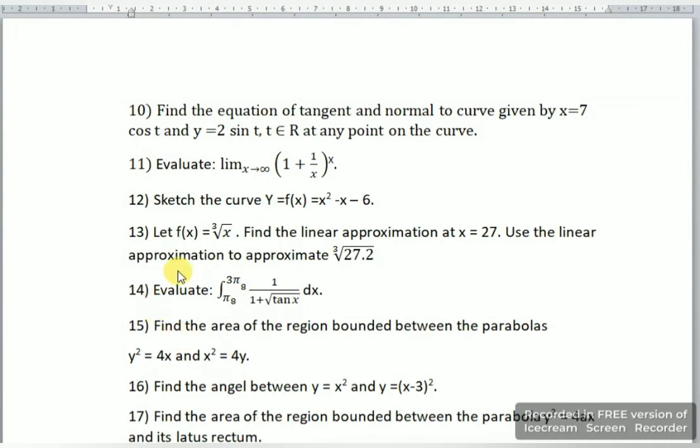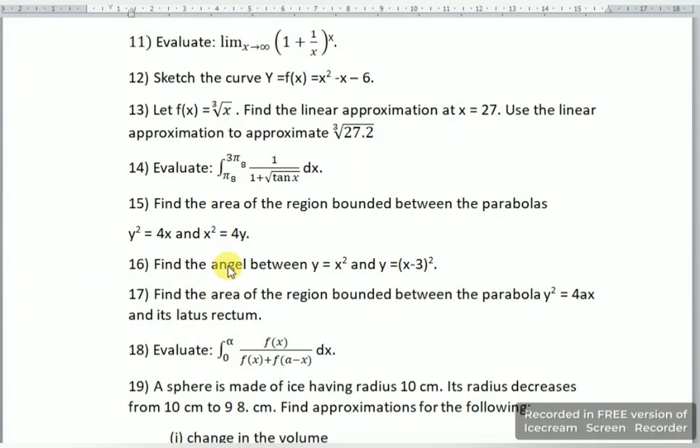Next one, let f of x equal to cube root of x. Find the linear approximation at x equal to 27. Use the linear approximation to approximate the cube root of 27.2. Next one, evaluate the integral from pi by 6 to pi by 3 of 1 by (1 plus root of tan x) dx. Next one, find the area of the region bounded between the parabolas y squared is equal to 4x and x squared is equal to 4y.